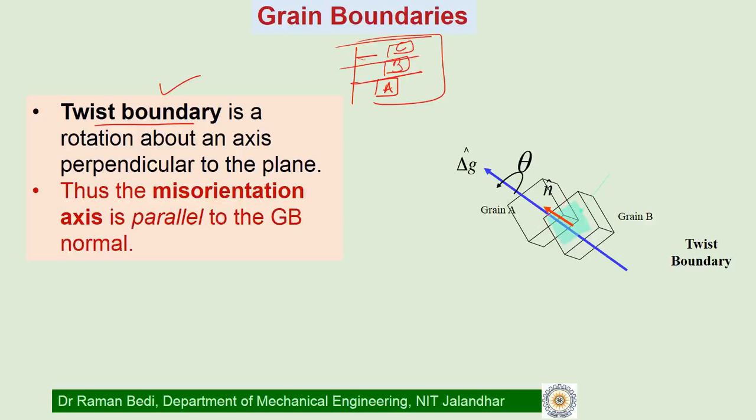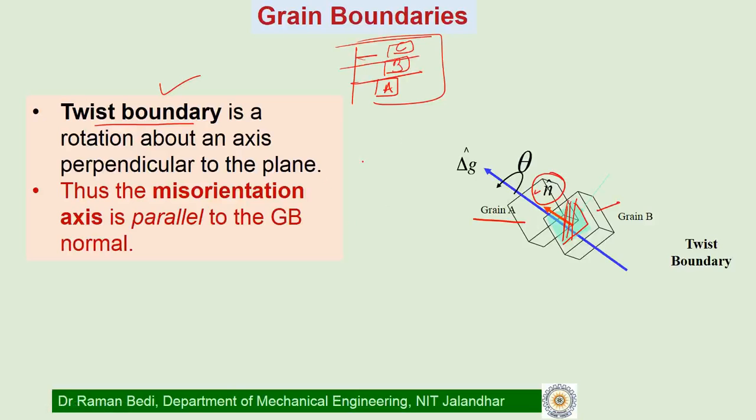So when we refer to this, what is grain A? Grain A is available here in this plane, grain B is this one, and the grain boundary plane happens to be the one which is shown here. So the normal to the grain boundary plane happens to be N cap. The axis of misorientation or axis of rotation is now, we say, perpendicular to the plane of the grain boundary.